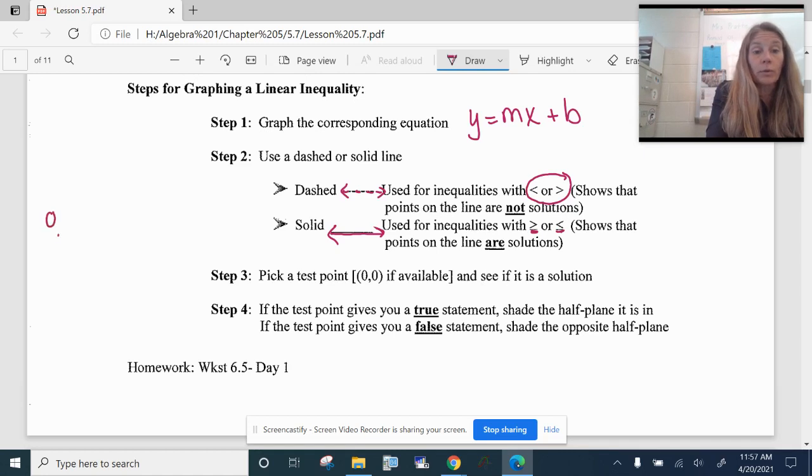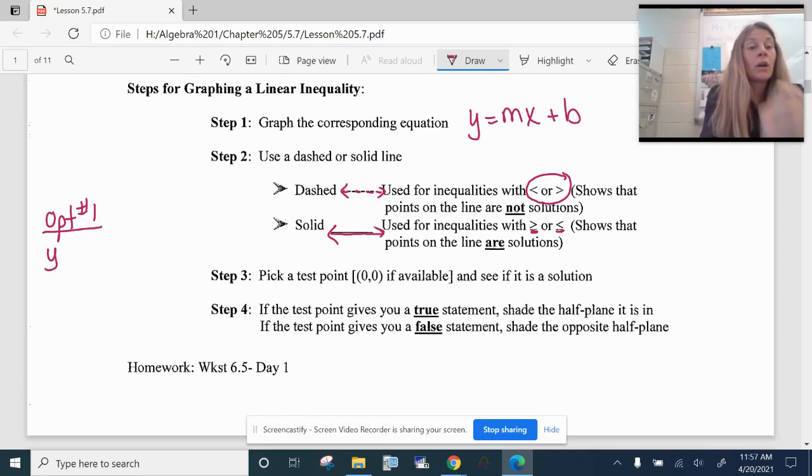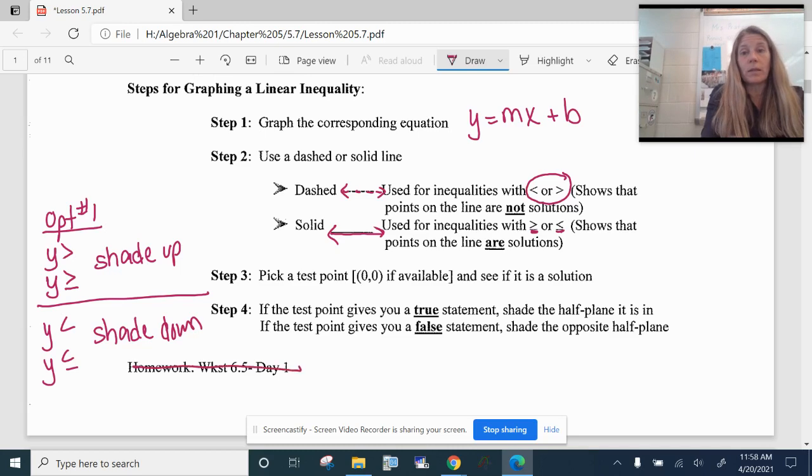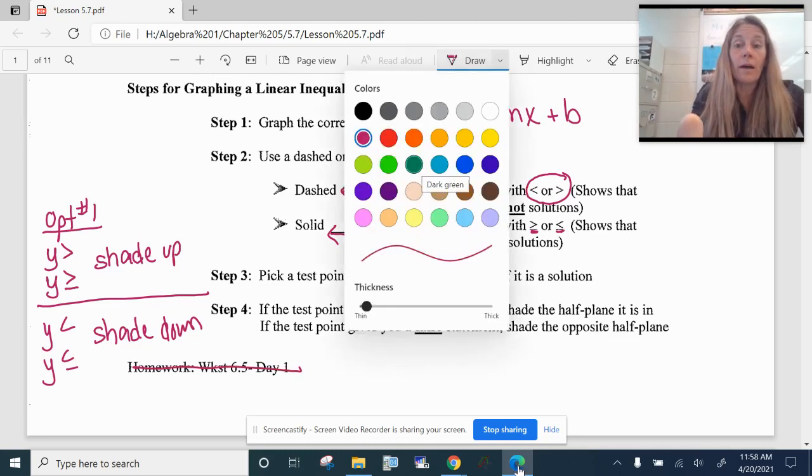So option 1, which is actually my preferred option, is to really just look at the sign. If you have it in y equals mx plus b form, you can look at the sign. So y is greater than, or y is greater than or equal to, you would shade up the y-axis. However, on the opposite situation, if you have y is less than or equal to, you would then shade down the y-axis. And I'll explain basically what that looks like when we do a graph.